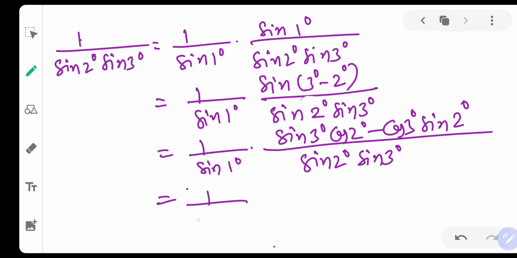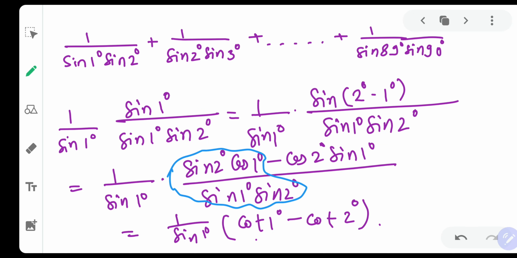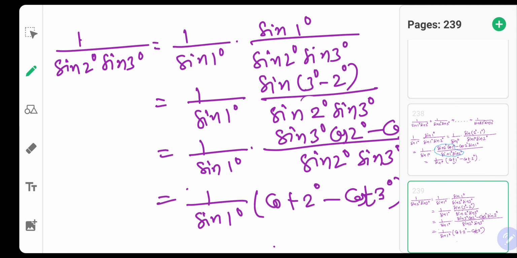Now let us see after splitting what we get. Sine 3 degree will get cancelled and we will get cot 2 degree minus cot 3 degree. I hope you understood the logic that there will be 1 upon sine 1 degree outside and cot of smaller angle minus cot of bigger angle. Here also, cot of smaller angle minus cot of bigger angle. So if we do this for all terms, they will look like this.